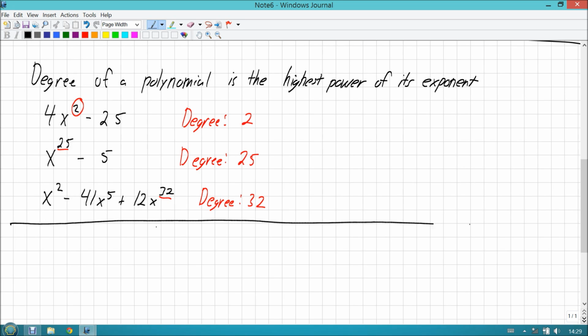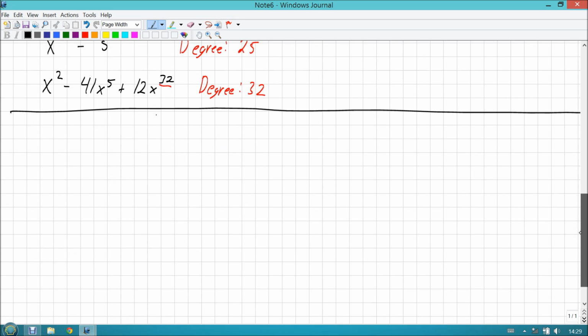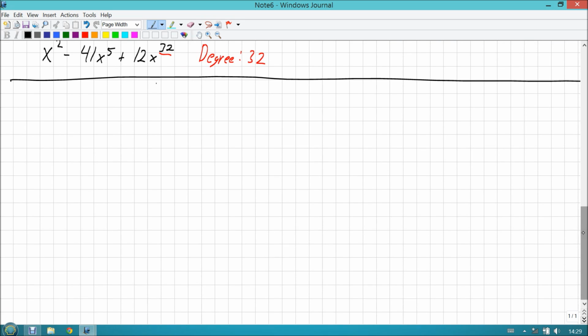Now we have special names for polynomials of different degrees. And I'm going to make a little chart, and we're going to copy down the chart because the chart actually kind of means a lot. So let's start out with the chart. We're going to have degree, and we're going to have a name, and then we're going to have an example in standard form.